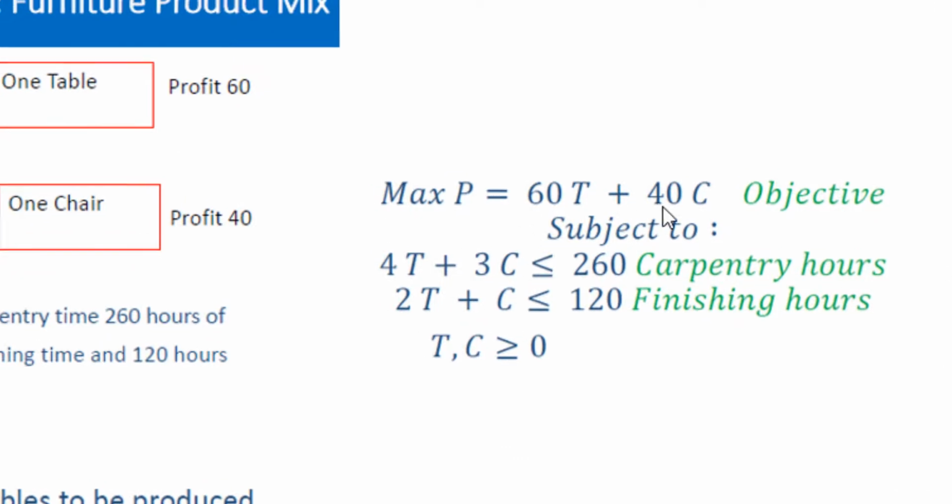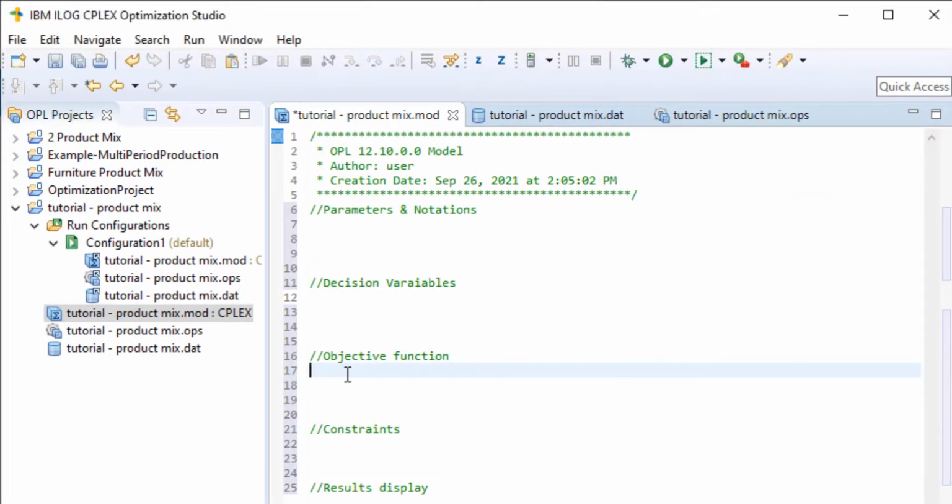The objective function, which is the first line in this slide, is about maximize 60 times t, which is my decision variable, how many tables should be produced, plus 40 times c, which is the profit from producing one chair, and c is the number of chairs to be produced, semicolon. I got an error represented by the red line. Why this error? Because the system cannot identify what t and c are.